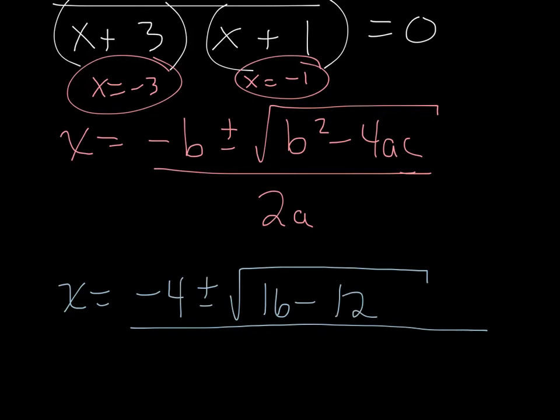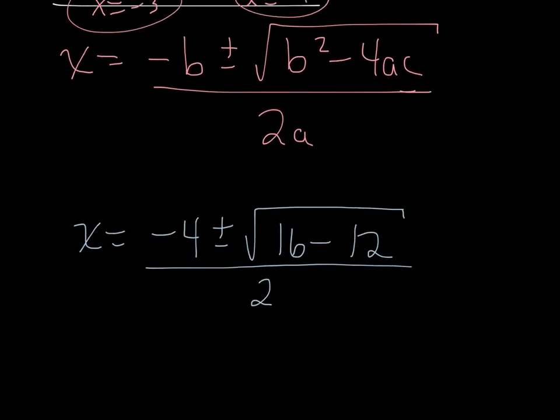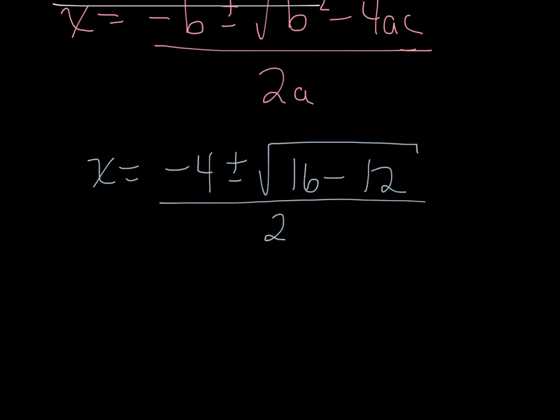All over 2a. Since a is 1, I don't really care about it, so I just put it all over 2. All right, again, this problem is working out very nicely. The square root is a perfect square because it was factorable. Whenever an equation could be factored, if you use the quadratic formula, this radicand will end up becoming a perfect square, right? Square root of 4 is just 2.